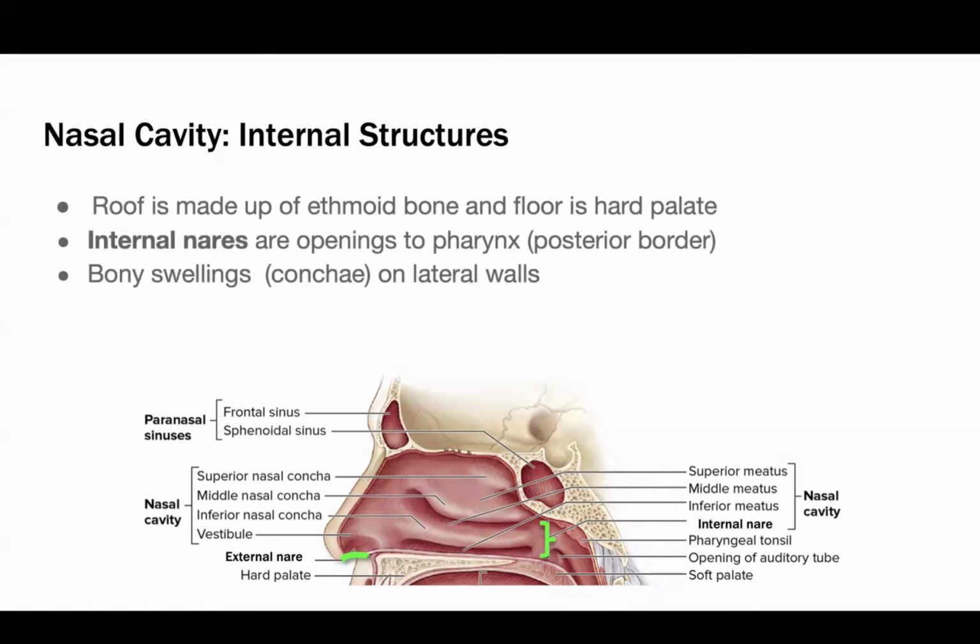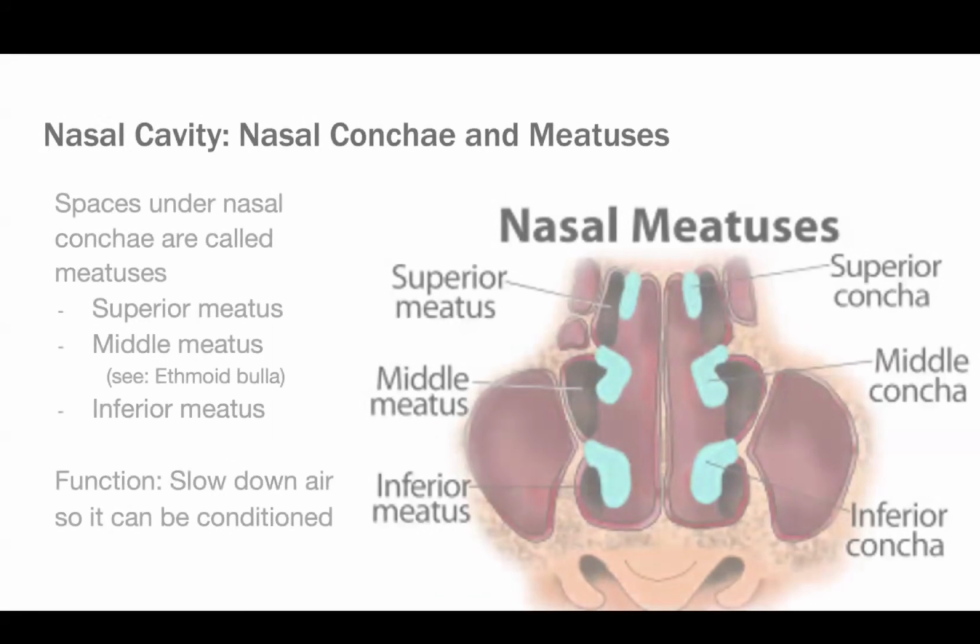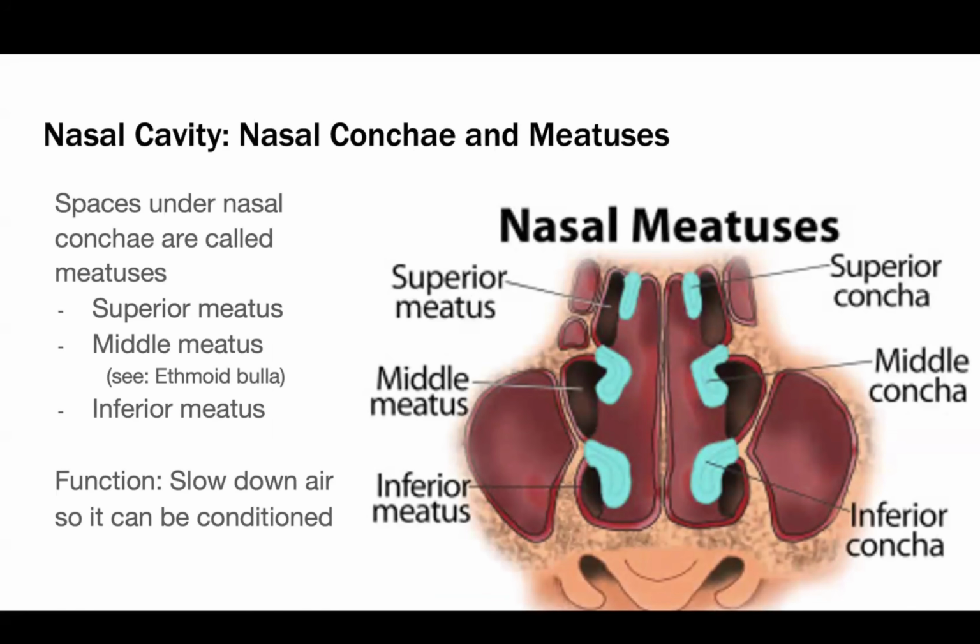Now, on the lateral walls on each side of the nasal cavity, you're going to find bony shelves. These are called nasal conchae. There's 3 of them. We've got a superior, middle, and an inferior nasal concha. Now, the superior and middle are projections off of the ethmoid bone. The inferior nasal concha is its own bone.